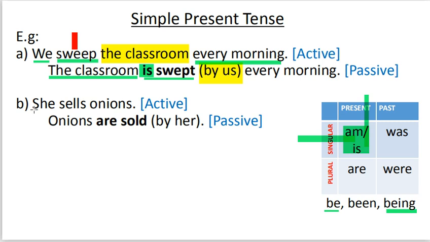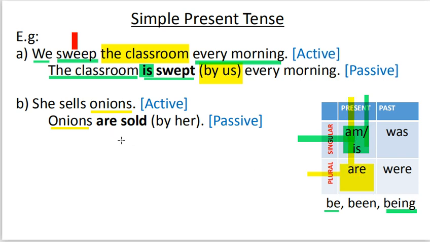She sells onions. Onions is plural. It's a plural noun. So we look at the verb in the active sentence, sells. It is present tense. On this table, we check plural present. Which verb do we have there? Onions are sold by her. That is the passive form.